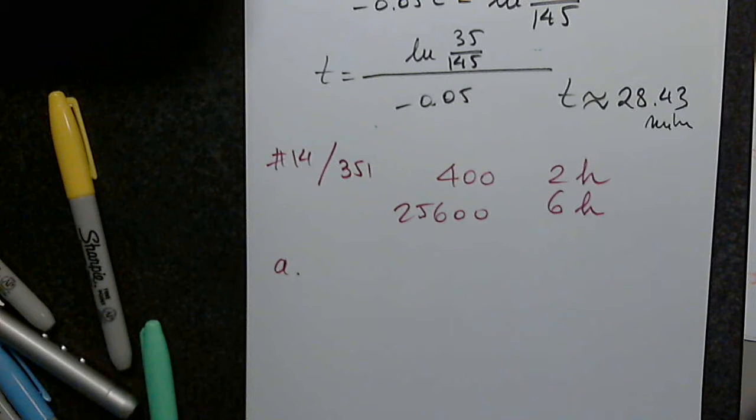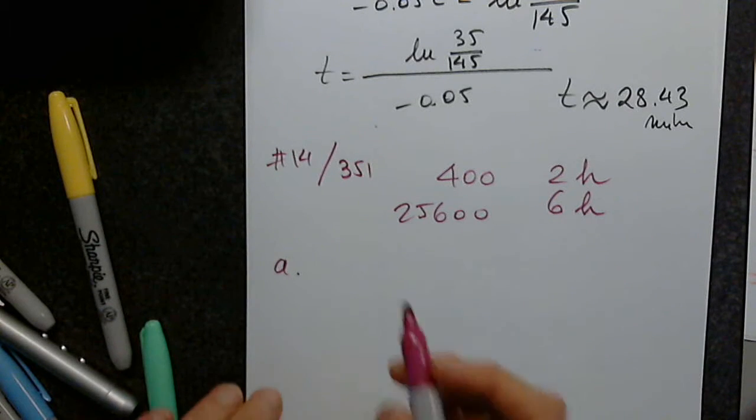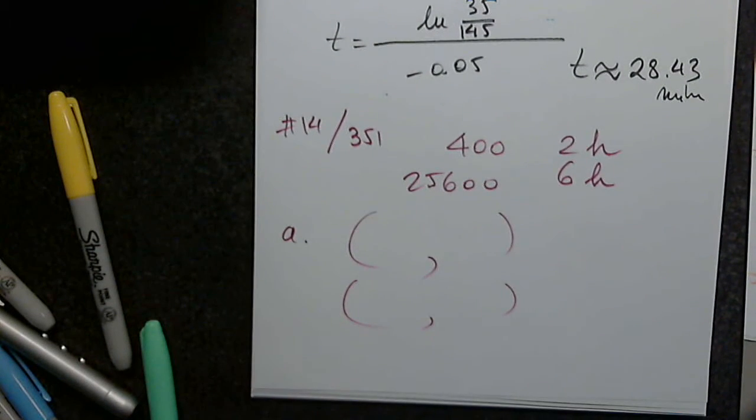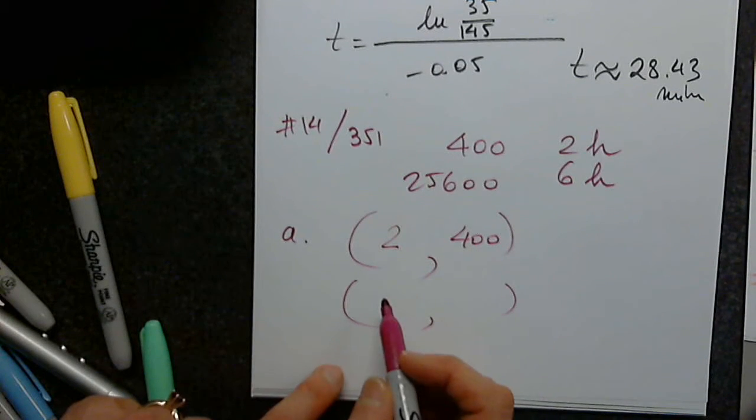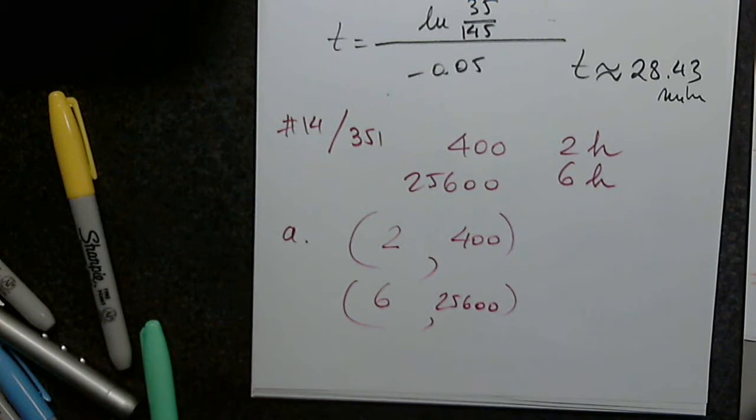I am given two coordinates. Thank you, ordered pairs. I am given two ordered pairs. And which will be definitely and always the first coordinate? Time. Exactly. Time is independent. Time does not depend on what we do and how many bacteria are out there. So what is the first ordered pair then? 2 and 400. That's it. 6 and 25,600.